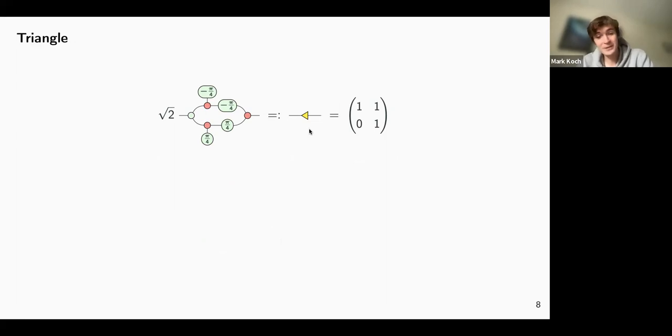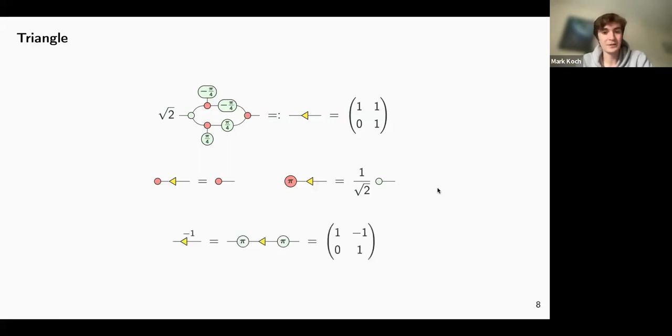It has some interesting properties. For example, it maps the 0 state to the 0 state and the 1 state to the plus state. So it's quite funky, non-unitary, but it allows us to express very interesting things. I should also mention the triangle has an inverse, which you just get by composing it with 2 green spiders on both sides.